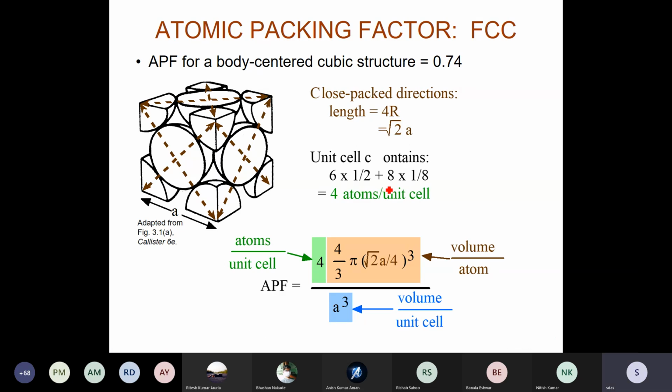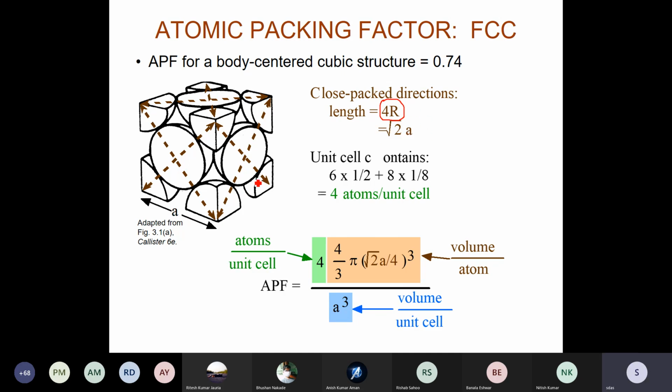So now we want to determine the atomic packing factor for face-centered cubic. Just now I mentioned the atoms are touching each other along the face diagonal. So face diagonal length, you choose this one, r, another r, another r, another r, 4r. This equals, what is this face diagonal length? If each edge is a, root 2 a.